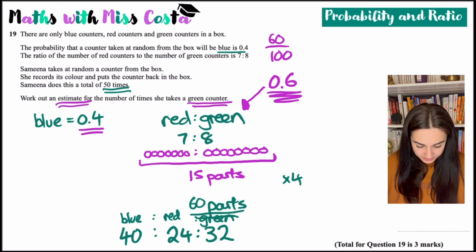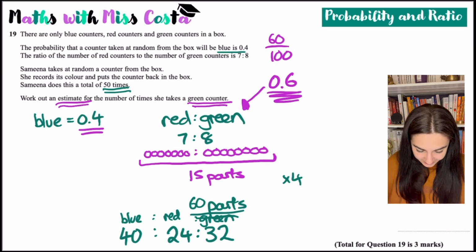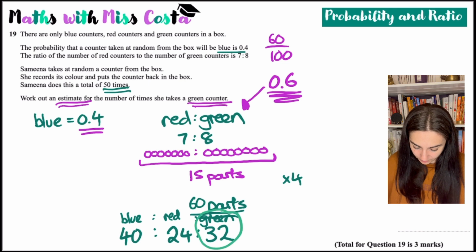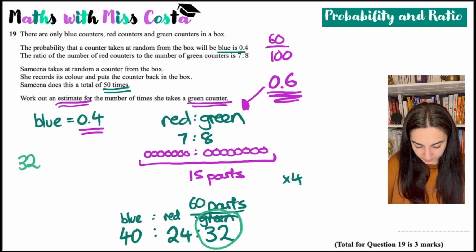And what do I need to do? She takes at random a counter from the box, records its colour, and I need to work out an estimate for the number of times she takes a green counter. So the probability of a green counter would be 32% or 0.32.